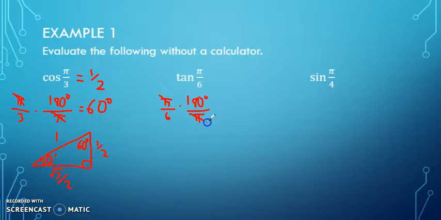So the pi's cancel out again. This time I have 180 divided by 6, which is equal to 30 degrees. So I can actually reuse the exact same triangle we just drew a second ago. I can still use this one, because I still have my 30, 60, 90 triangle.